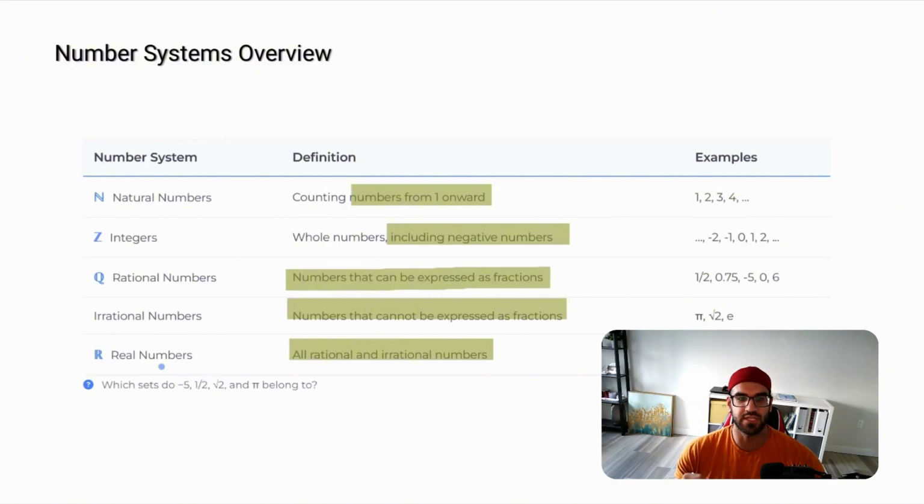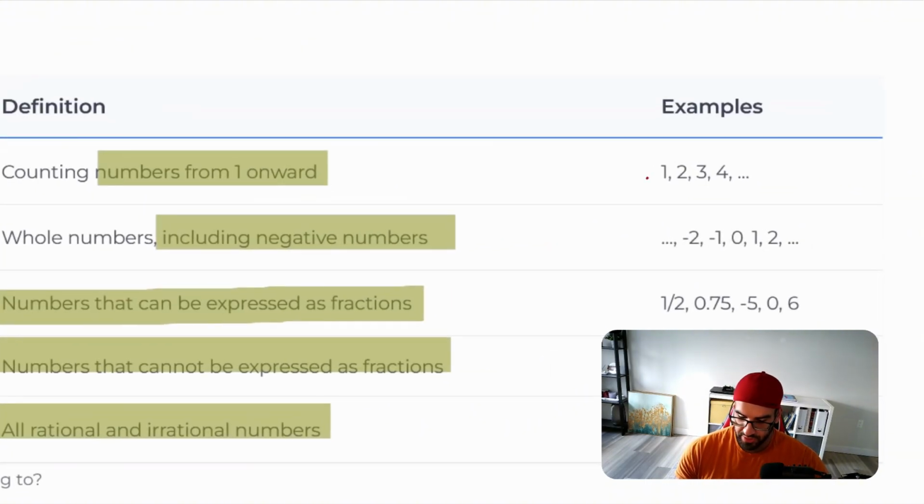So the first one is the natural numbers. What are the natural numbers? When you start from 1, 1, 2, 3, 4, and go upward, any of these numbers can be considered natural numbers. As you can see, in the natural numbers there is no zero. It is so important to know that. The natural numbers start from 1 and go positive, and we don't have any decimal numbers or fractions, just normal whole numbers.